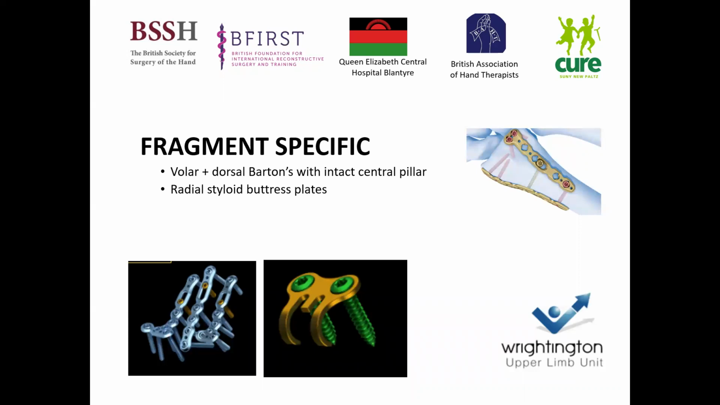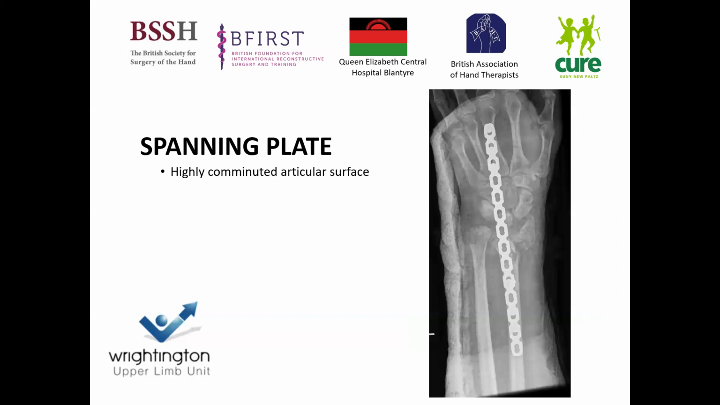Which ones do I use fragment specific plates for? So not just volar and dorsal Bartons. I also use them if I've got a significantly comminuted intra-articular distal radius fracture. So I commonly augment my distal radius volar platings with radial styloid platings as need be, or the lip hook plates that you can get as well. So these fragment specific ones are another weapon in our arsenal when treating these.